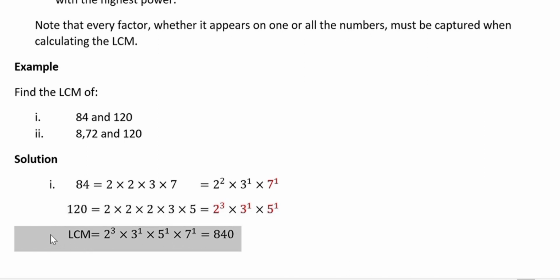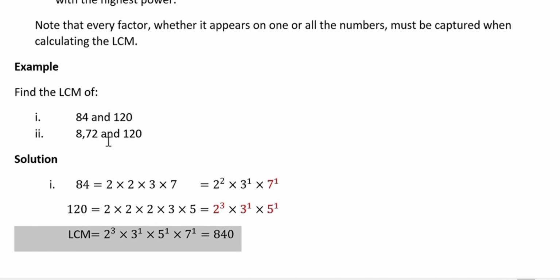Here you need to note that even if a factor does not appear in the other number, it must be taken into account when finding the LCM. When finding the LCM, you consider both those factors which appear on both numbers, like these 2 and 3, and you also include those that appear in any of the numbers that you are looking for the LCM. So when you multiply this, you'll get 840.